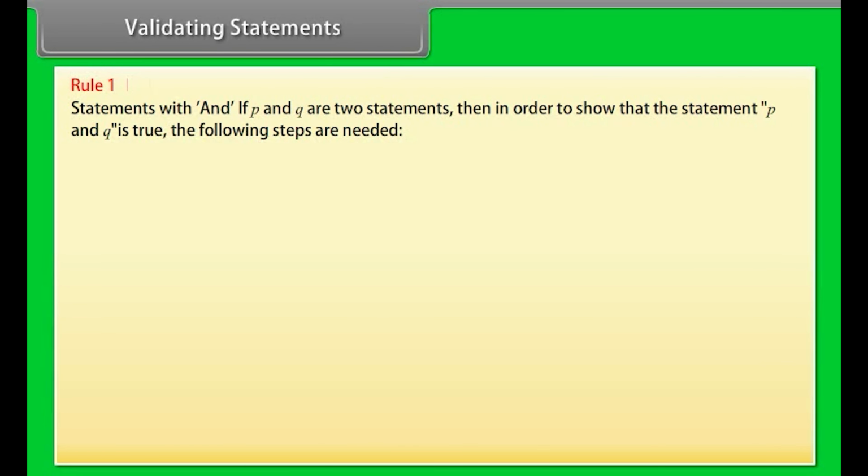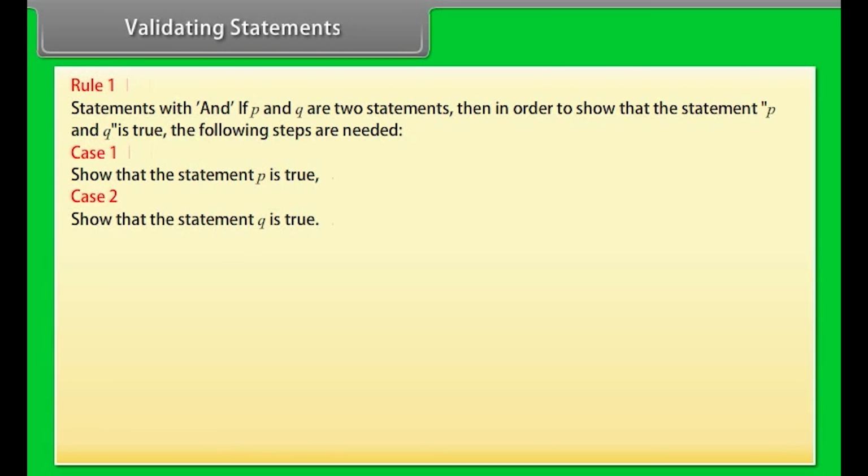Validating statements. Rule 1. Statements with and. If P and Q are two statements, then in order to show that the statement P and Q is true, the following steps are needed. Case 1. Show that the statement P is true, and Case 2. Show that the statement Q is true.